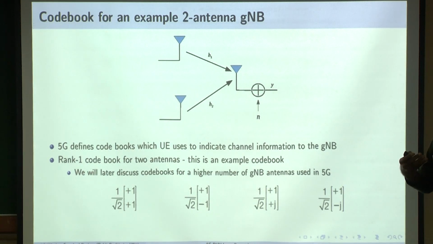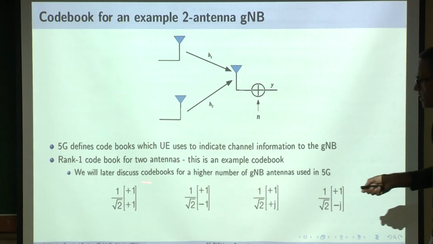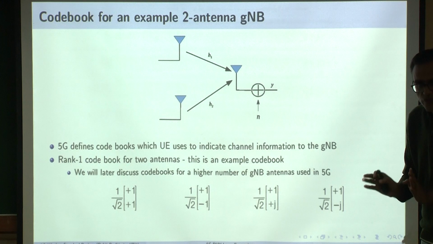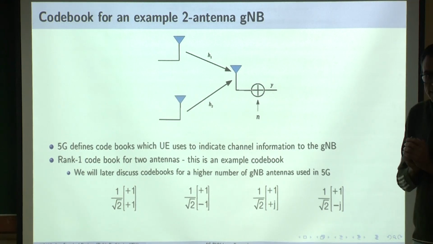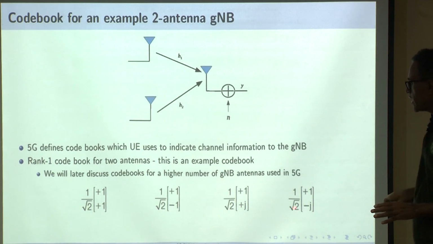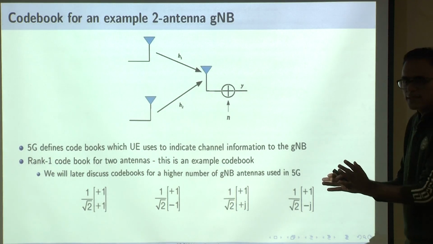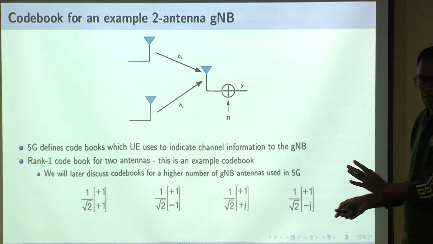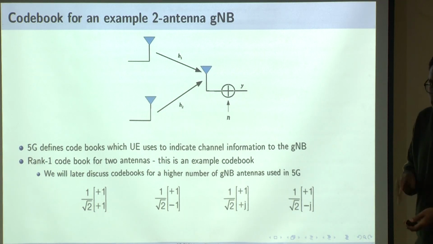Okay, what is the book? It has different entries. So all 4 of them form a code book for a 2 antenna system. And how many entries does it have? It has only 4 entries, right? And what are they typically telling you? They are telling you that the channel looks like this.